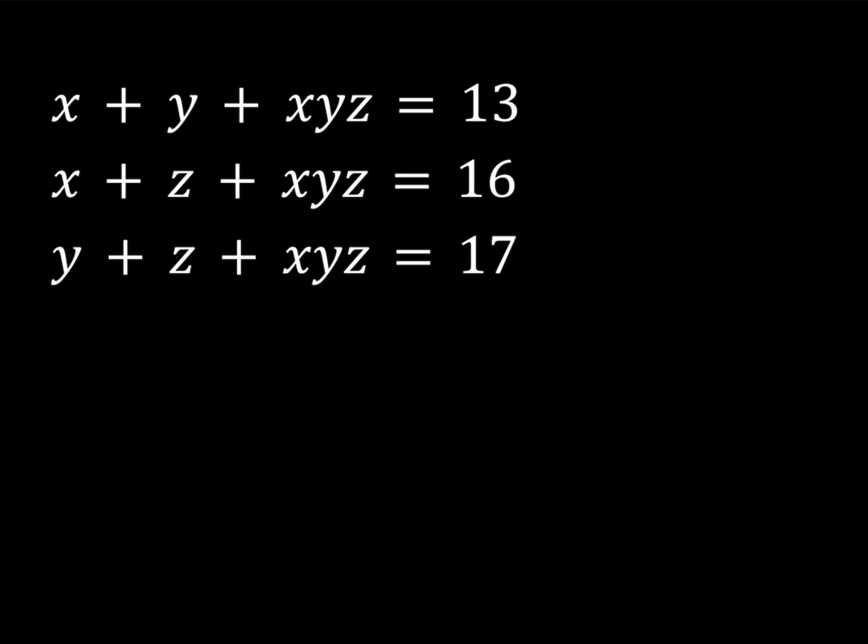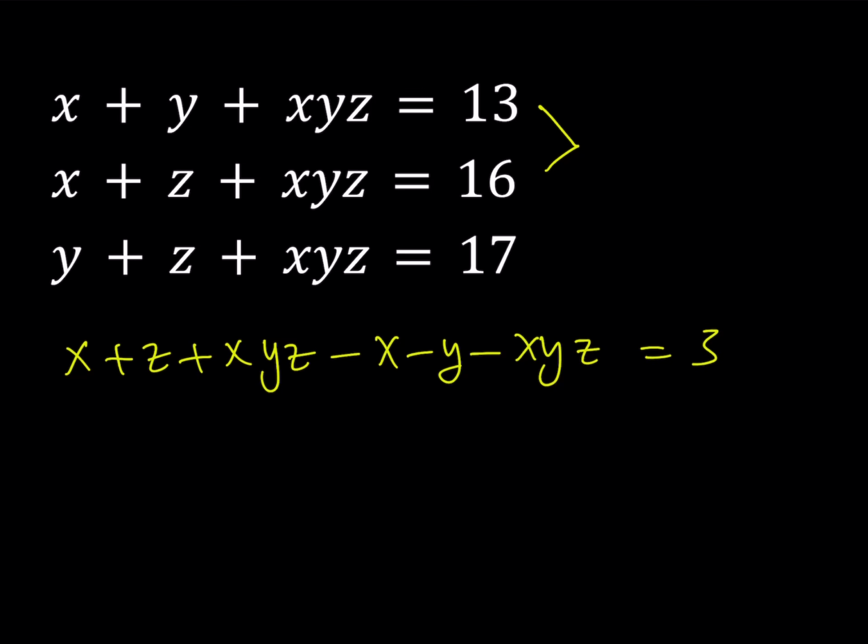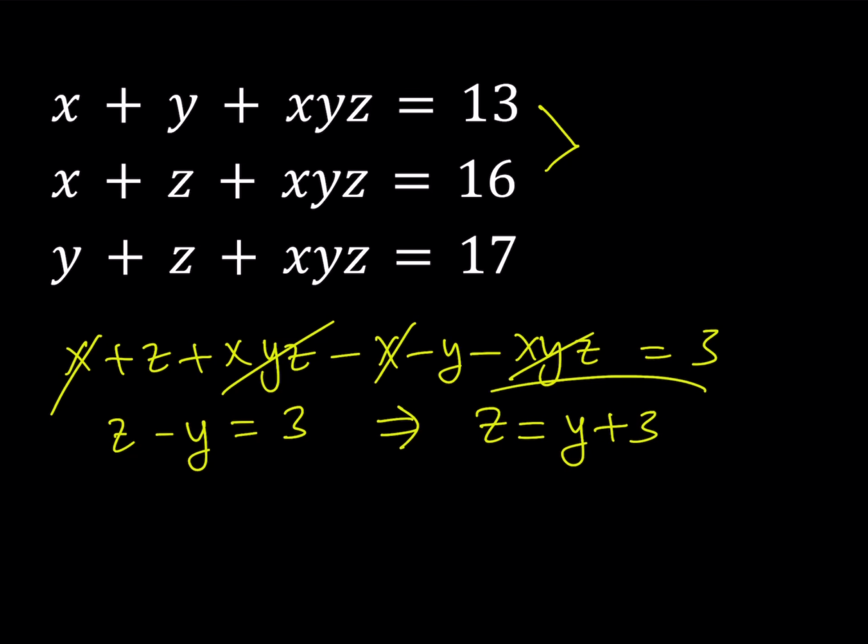So the first thing I'm going to do is subtract these two equations. If I subtract this way, the smaller one from the larger one, I get the following: x plus z plus xyz minus x minus y minus xyz equals 3. xyz cancels out and x cancels out, and I end up with z minus y equals 3. Now I'm going to use this to write z in terms of y. So I can write z equals y plus 3.